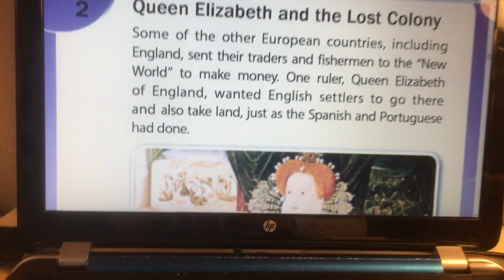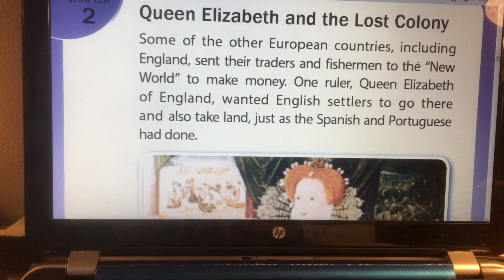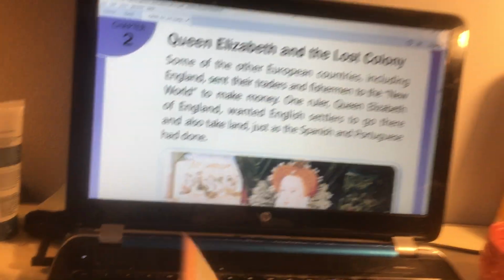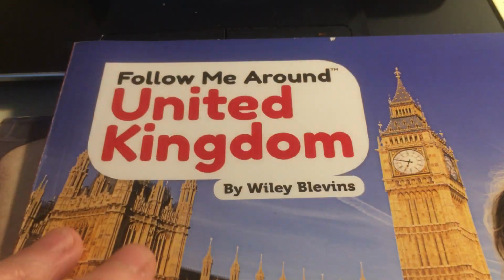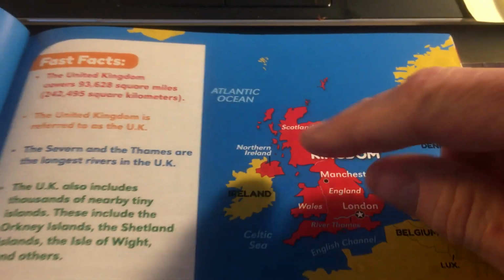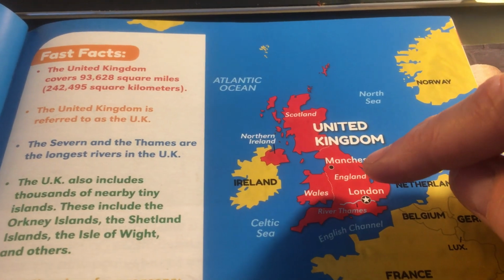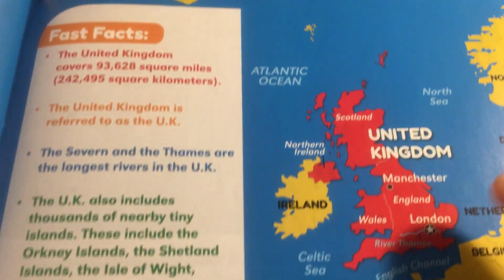A lot of times in books and in general, when people are talking about the United Kingdom, remember we read about the United Kingdom a couple weeks ago? Well, a lot of times people will use the words the United Kingdom or the UK and England. They'll interchange the two. They'll use them as synonyms. Even though in reality the United Kingdom is made up of, if you remember from when we read, four sections. The biggest section is England.